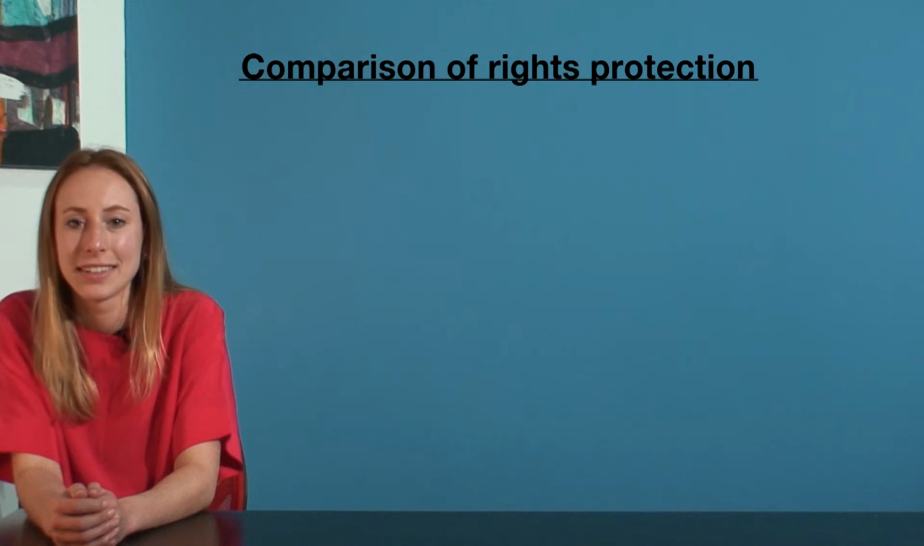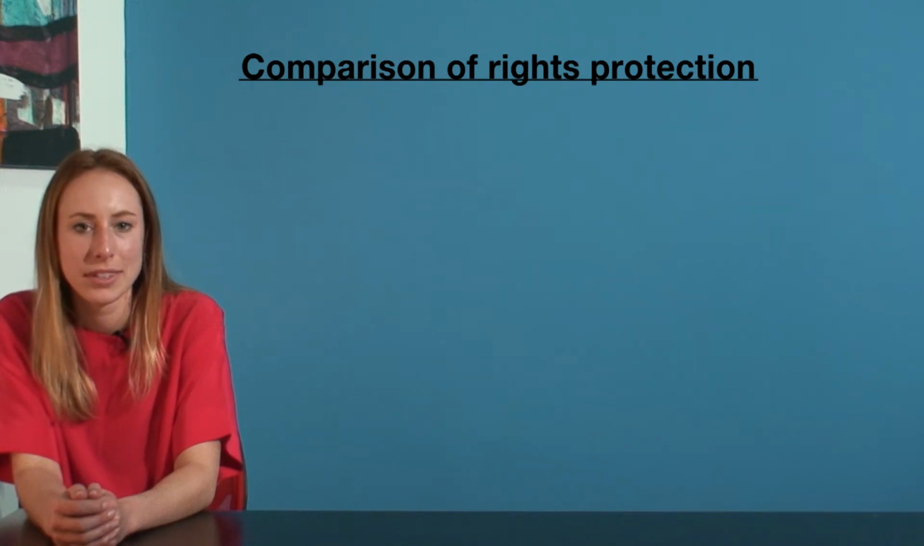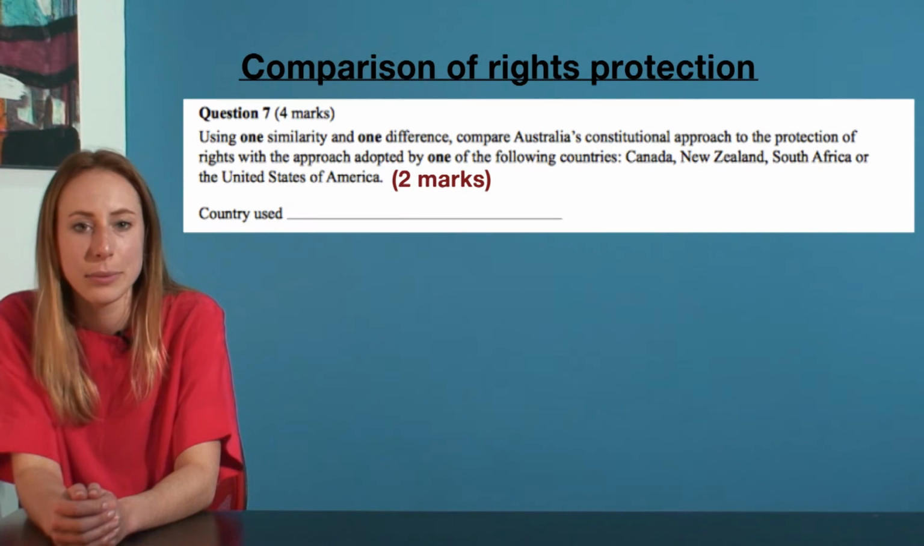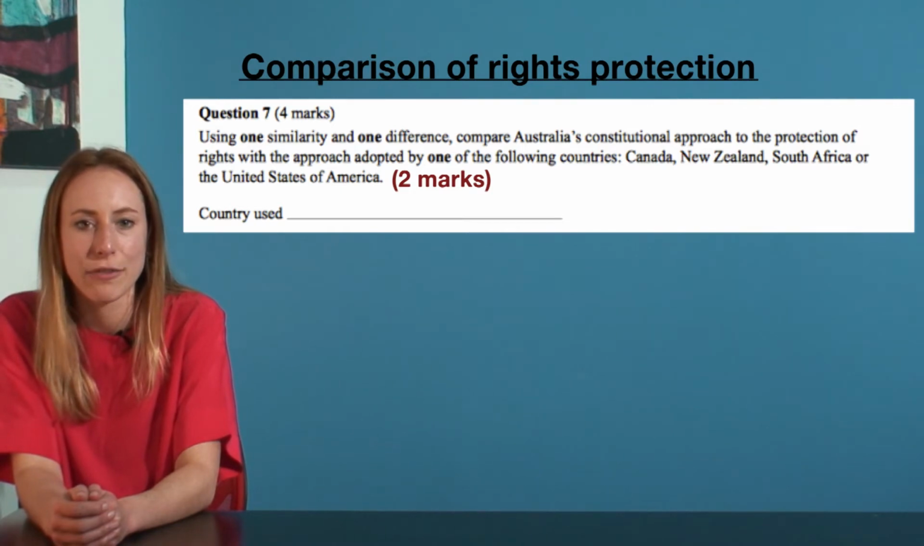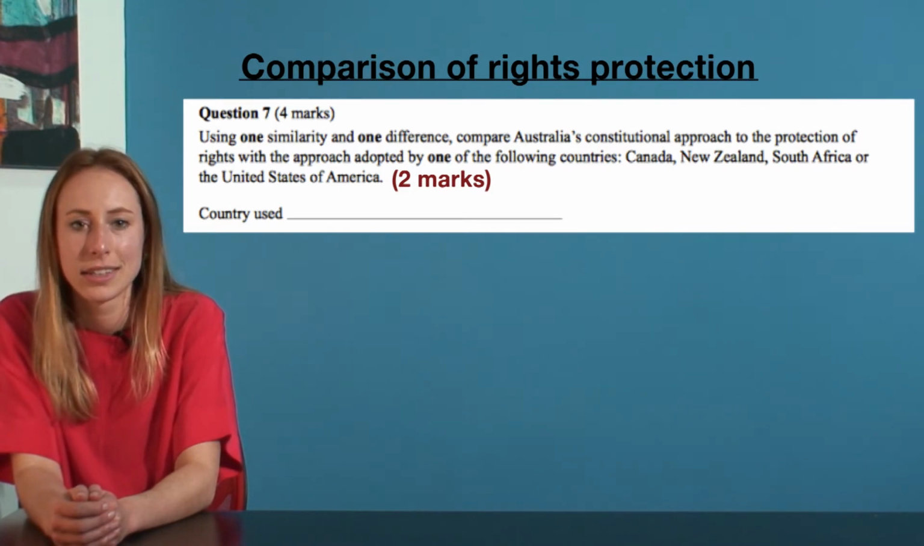Hey VCEs! In the 2013 exam, students were asked, using one similarity and one difference, compare Australia's constitutional approach to the protection of rights with the approach adopted by one of the following countries: Canada, New Zealand, South Africa, or the USA. The question was worth 4 marks.